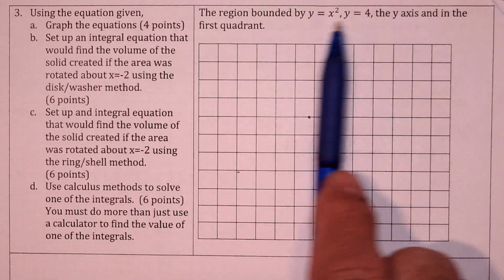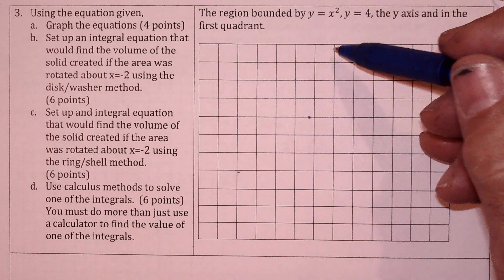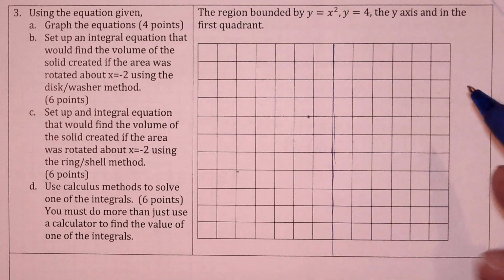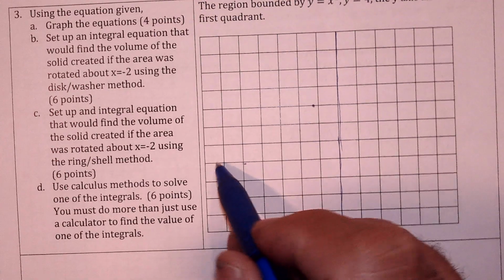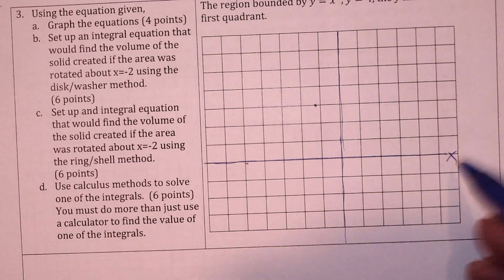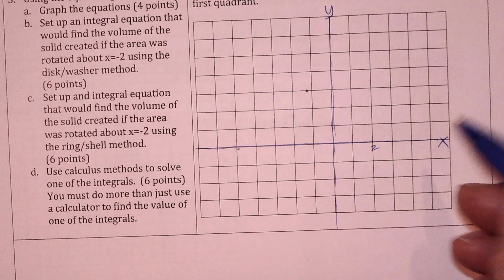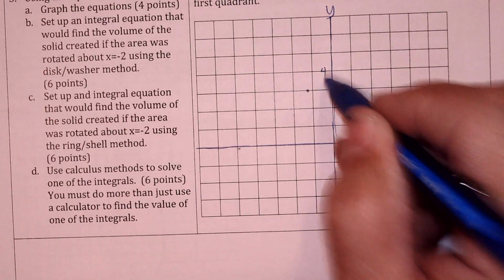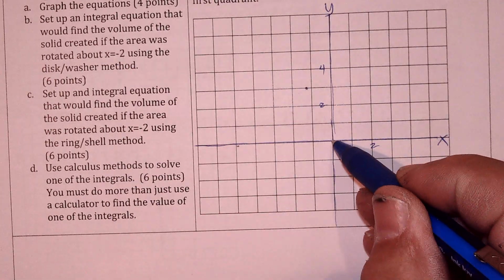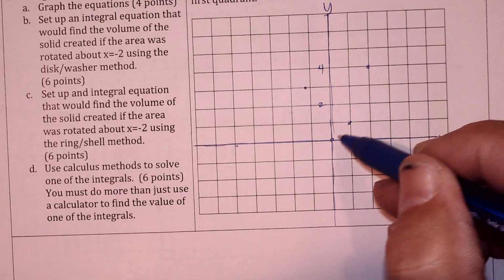X equals a vertical line, and it's to the left of the origin, so I better put my origin over here so I've got room to do over that side. And I'll put my x here, y here. That's what I meant to say. All right, so this is going to be 2, and this is 4, and 2, and I've got to draw a parabola. So 0, 0, 1, 1, 2, 4.